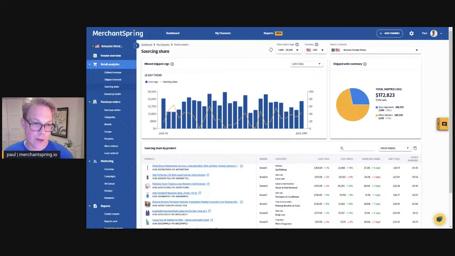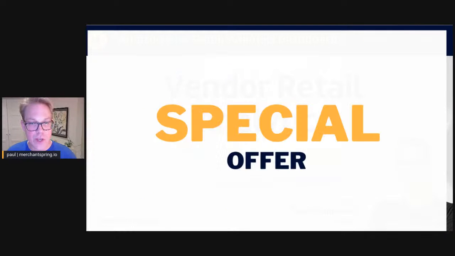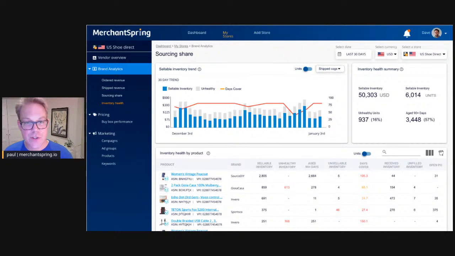Now, last but not least, inventory health is something that is coming very, very soon. I do have a slide on there, I think here. So I'm just going to bring that up just to give you a sense of what's coming there. There it is. What this allows you to do is for the first time see what is happening inside of Amazon with your inventory levels, showing you how your inventory and your days cover fluctuates over time, but also how that breaks down at a particular ASIN level.